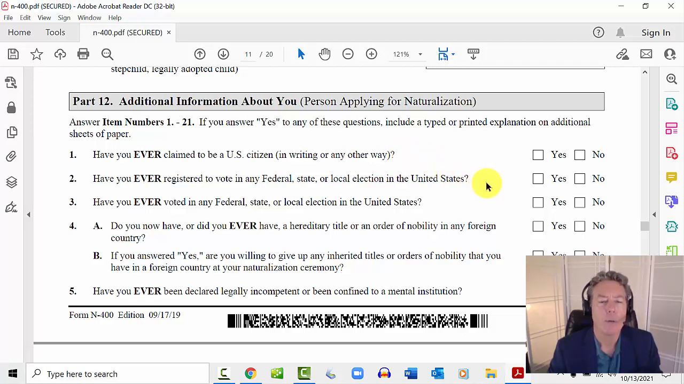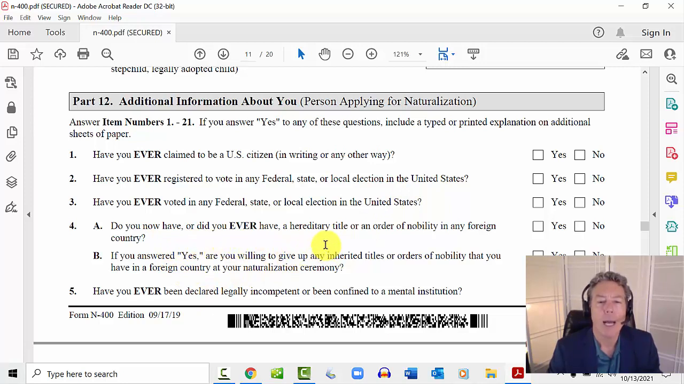Have you ever registered to vote in any federal, state, or local election in the United States? That's bad. Ever voted? Okay, you're not supposed to vote until you're a citizen. So if you're applying for citizenship and you voted, that means right there you definitely have a problem. If you have to say yes to any of these, you would definitely want to call a lawyer.